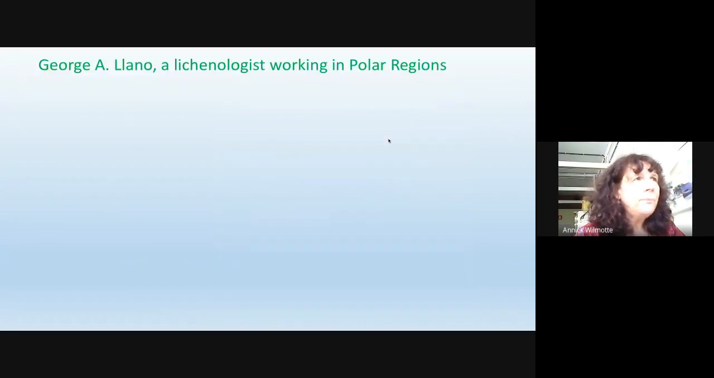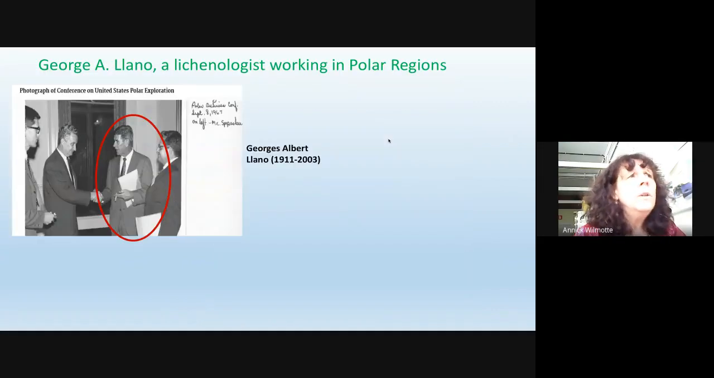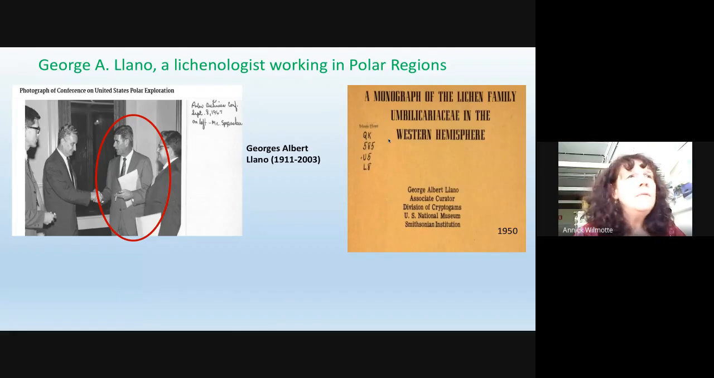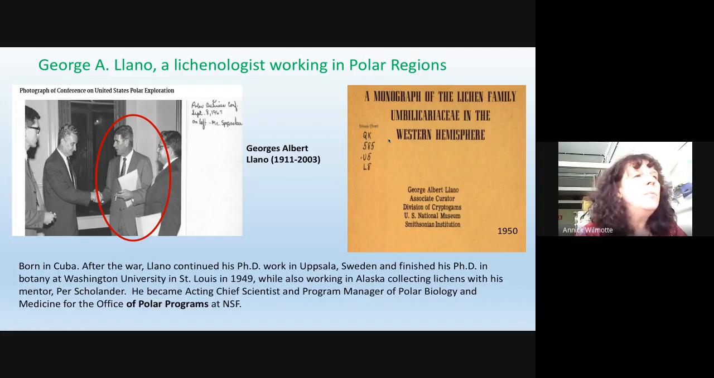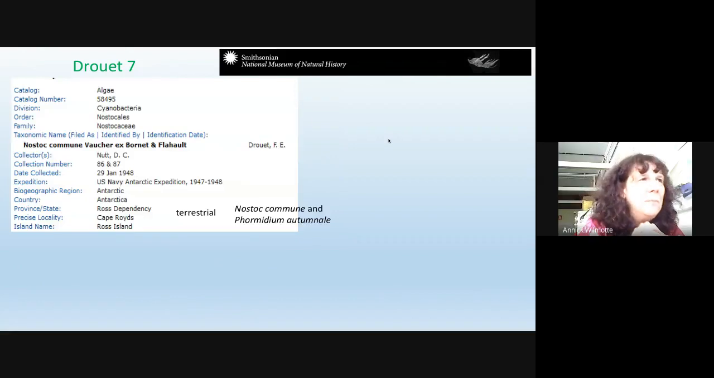Next one is the collector, George Llano, was a lichenologist who was working in polar regions. He died in 2003. And you can see in the next, if you click, he's very famous for a monograph of the Umbilicariaceae, lichen family in the Western Hemisphere. But also afterwards, he changed career and he became involved, as shown in the next click, in the polar programs at NSF. So everything comes together. So next slide is the next samples.